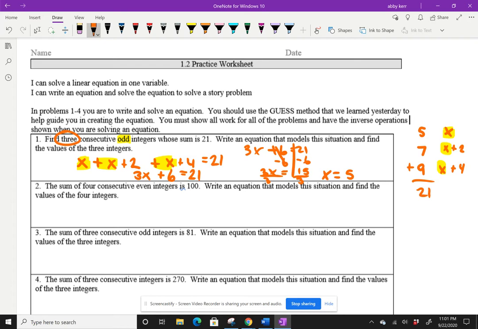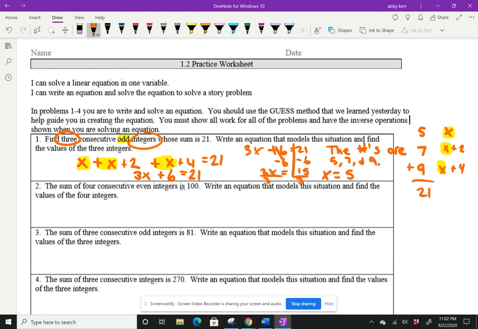You are not allowed to get decimals for these answers. The reason why is because it says integers. Integers are whole numbers, and then they're opposites, so positive and negative numbers. So just write a short sentence. The numbers are 5, 7, and 9.